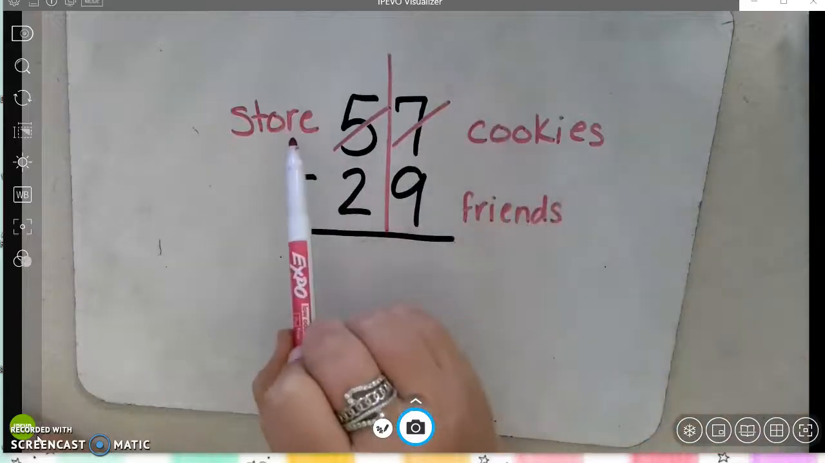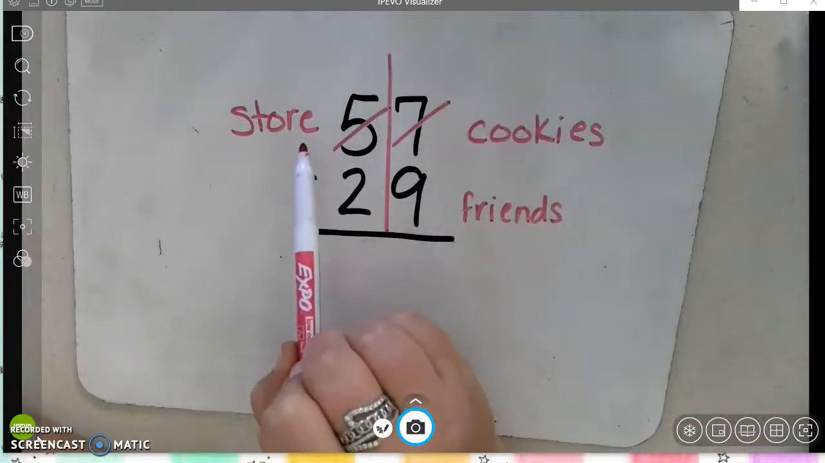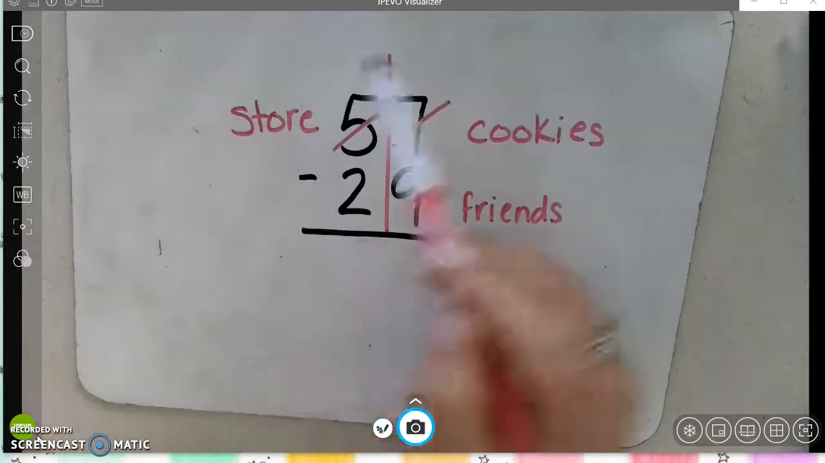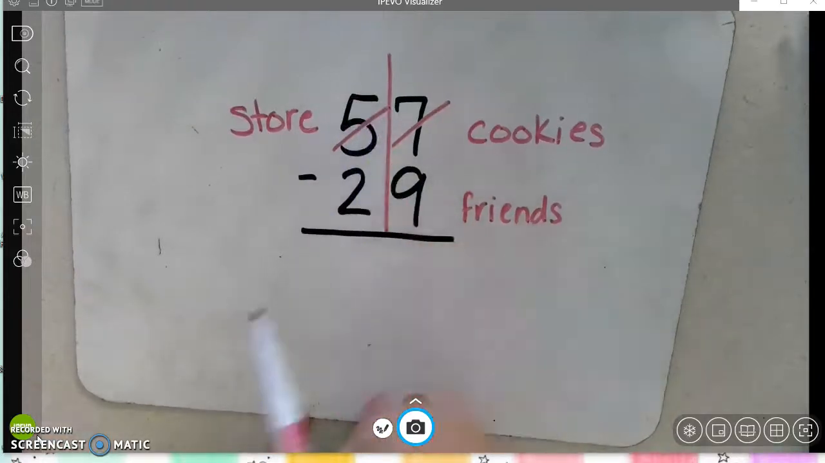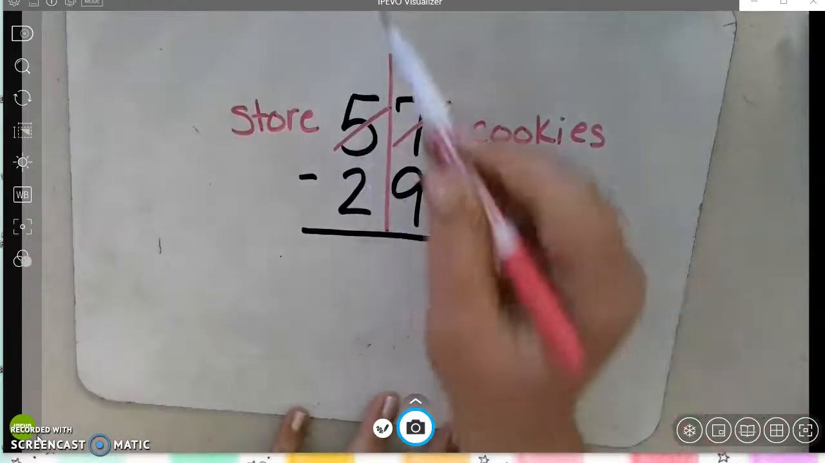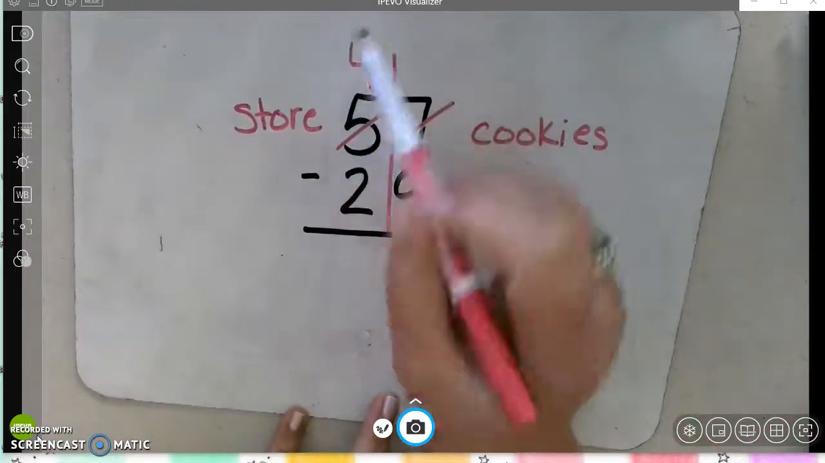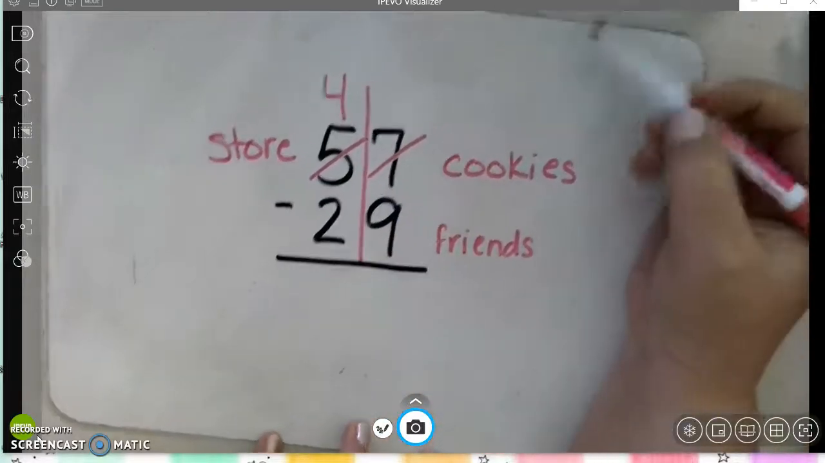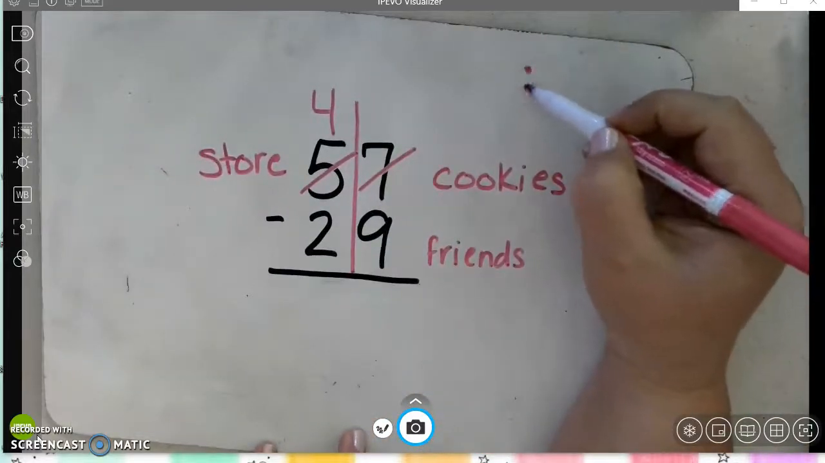So we go to the store. The store sells cookies in packs of 10, so I have to buy a whole pack of 10. The store had 5 packs of cookies on the shelf. I'm buying 1, so 5 minus 1 is 4. The store now has 4 packs on the shelf. I had 7 cookies.